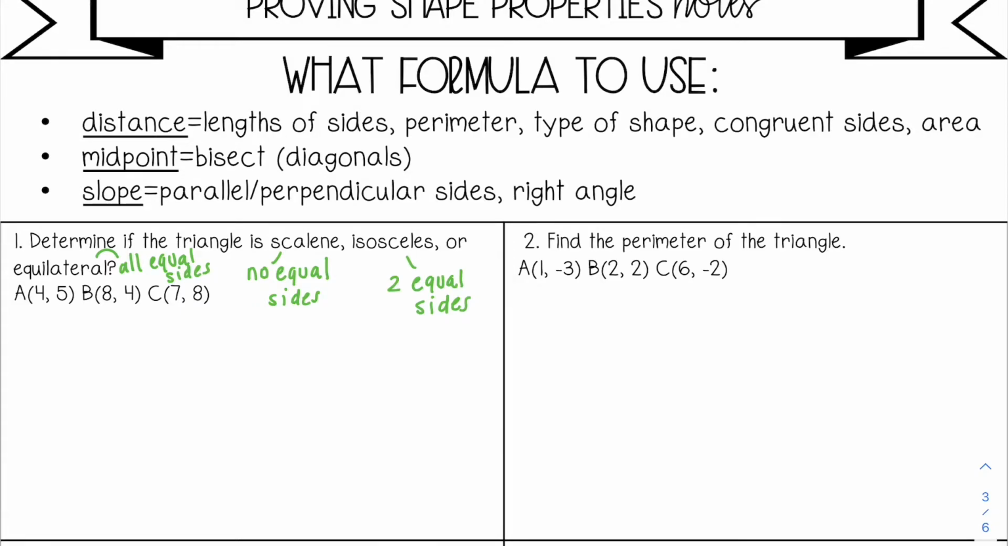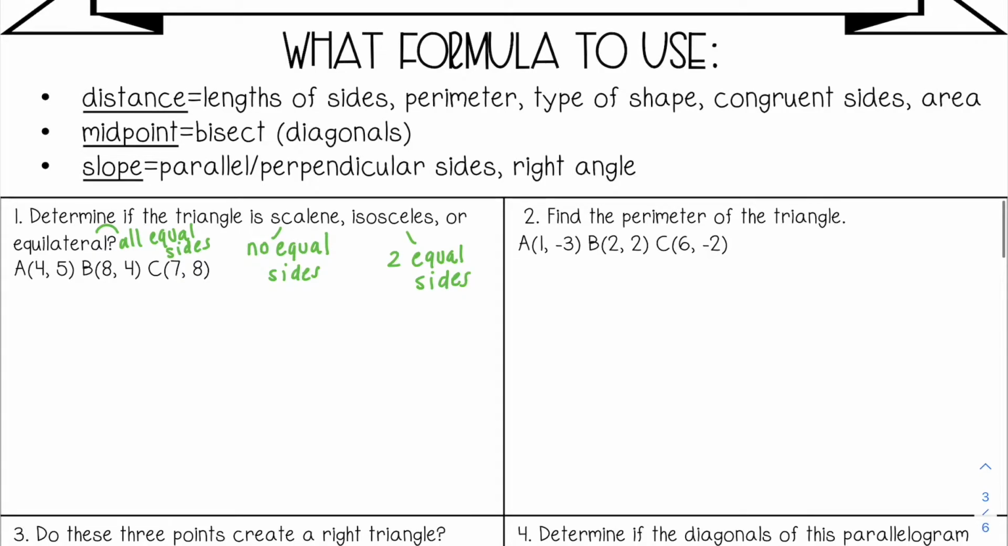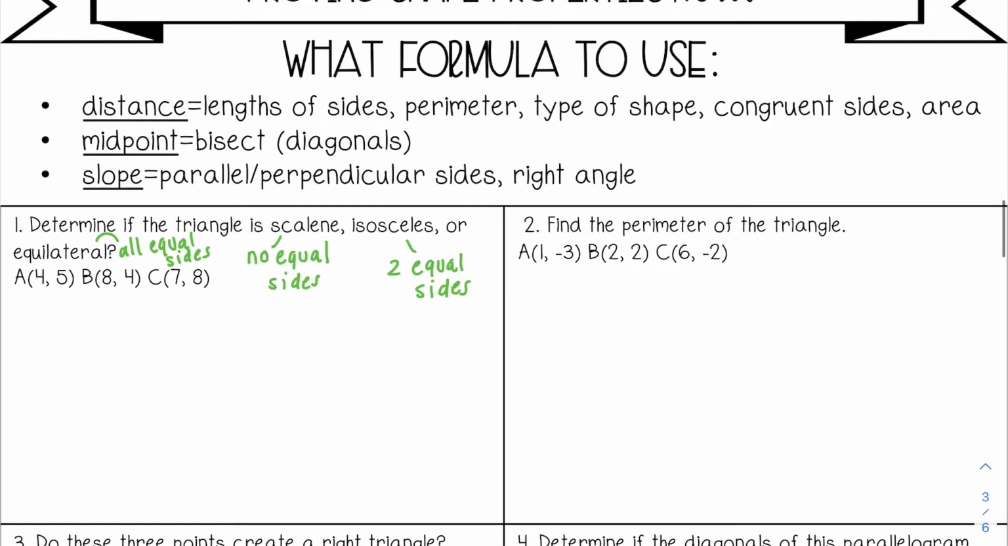Okay, so in order to determine if the sides are all equal or all different, we need to know the distance or the length of all the sides. So I need to know the distance from A to B, the length of line segment AB, from B to C, and from C to A, using the distance formula. Okay, so you can write it out on your paper, or type it in your calculator. I'm going to write them out here just so you have them.